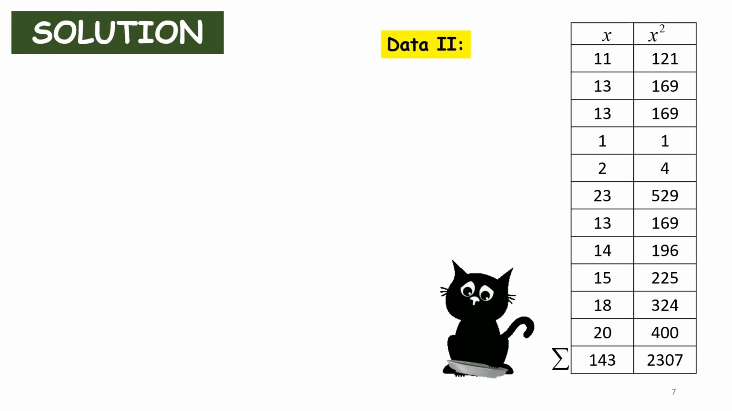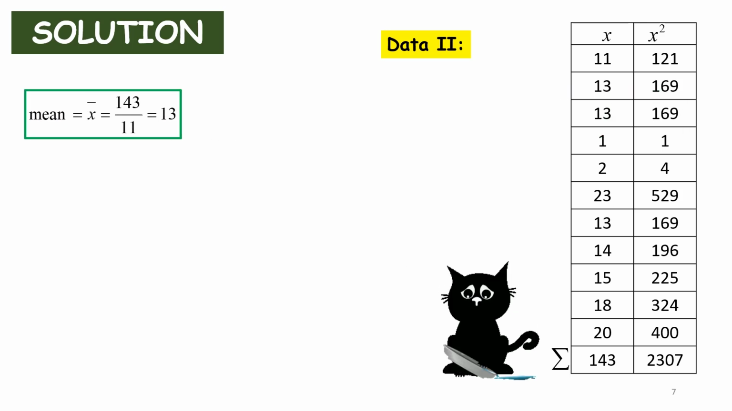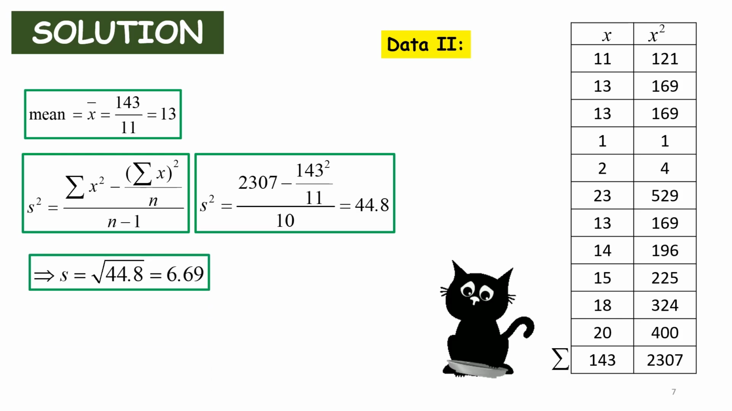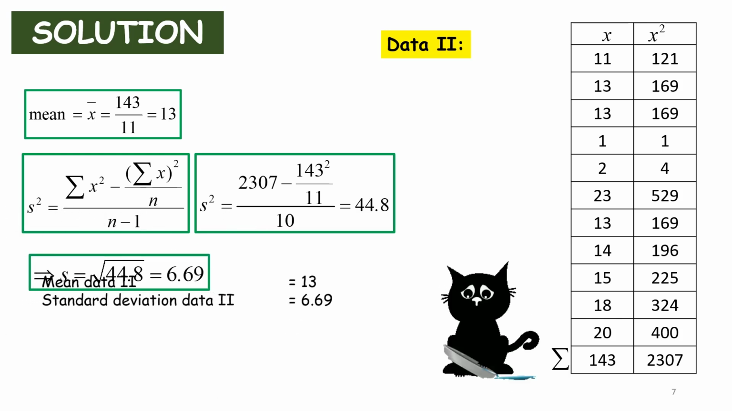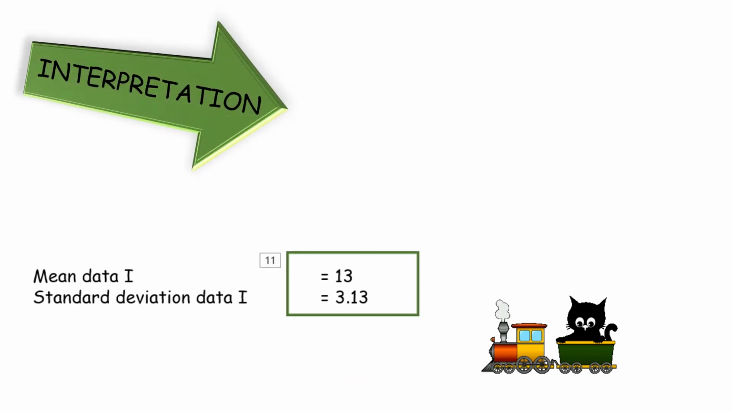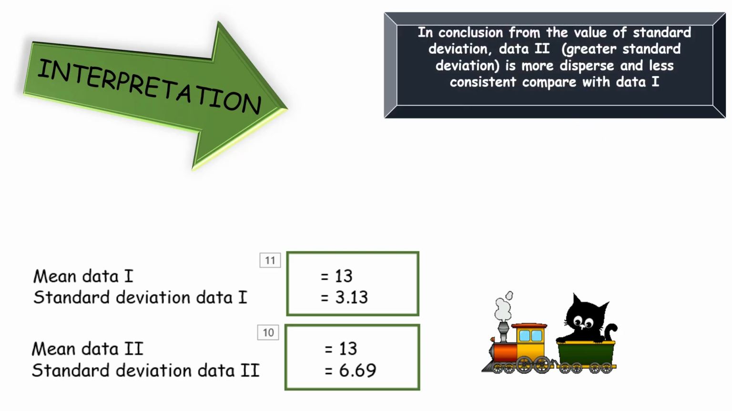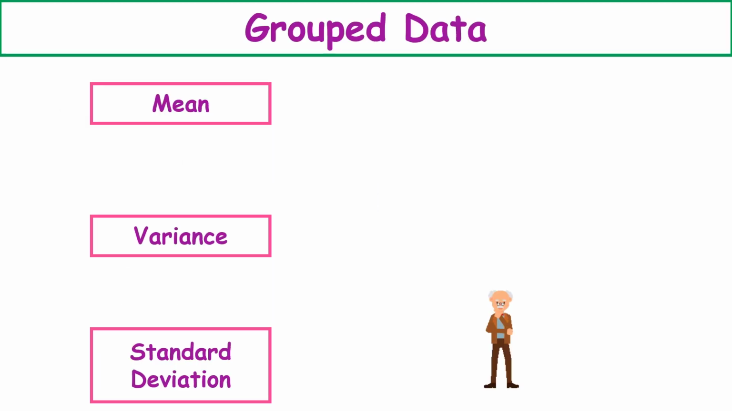We are going to repeat the same steps for data 2. The mean of data 2 is 13. The standard deviation of data 2 is 6.69. In conclusion, from the value of standard deviation, we can say that the standard deviation of data 2 is greater than data 1. Therefore, data 2 is more dispersed and less consistent compared to data 1.